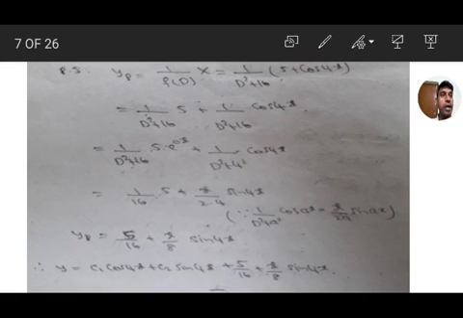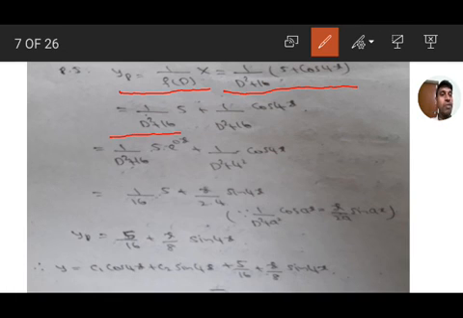Next, the particular integral yp equal to 1 by f of D times capital X. So 1 by (D square plus 16) of (5 plus cos 4x). There are two functions, the constant 5 and cos 4x, so separate them: 1 by (D square plus 16) of 5 plus 1 by (D square plus 16) of cos 4x. Here 5 is only a constant, so we write 5 into e to the power of 0x, where 1 means e to the power of 0x. In the second term we have 1 by (D square plus 4 square) cos 4x.